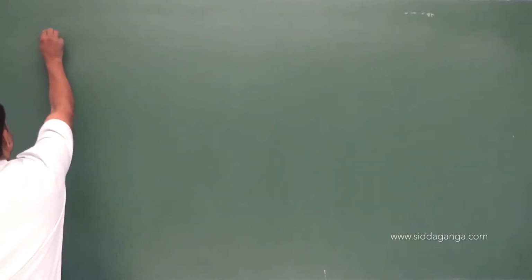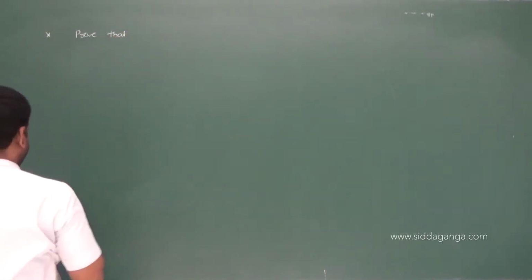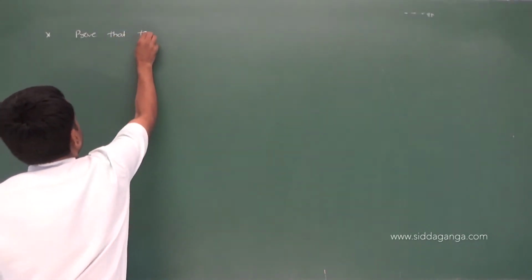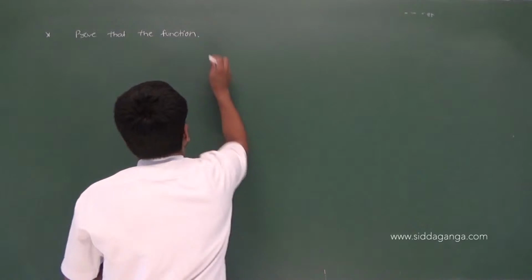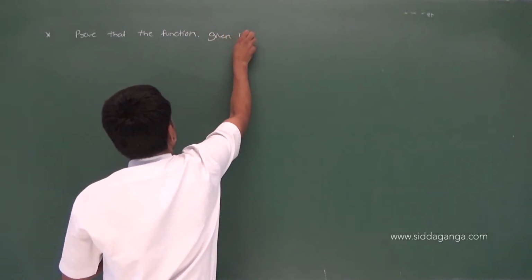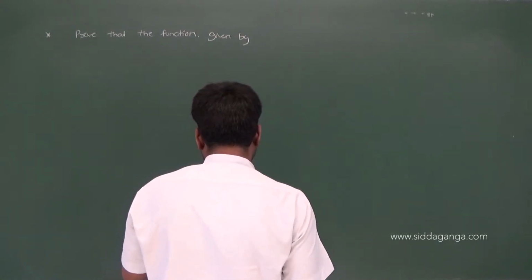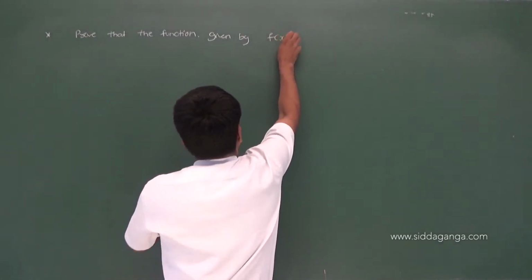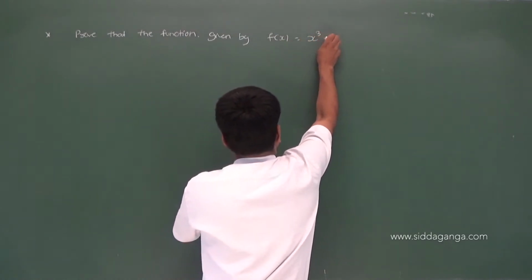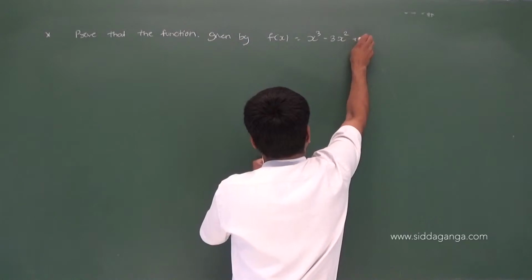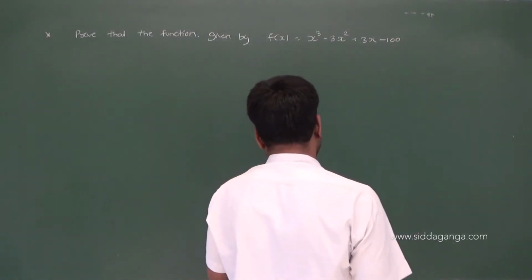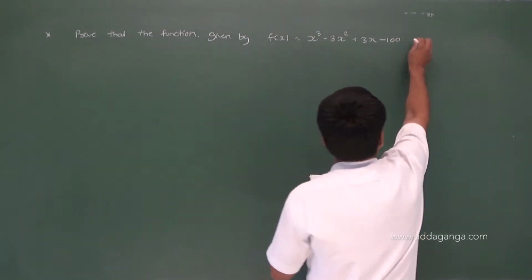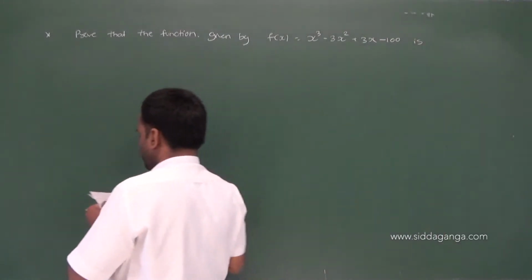Next problem. Prove that the function given by f of x is equal to x cube minus 3x square plus 3x minus 100 is increasing in R.